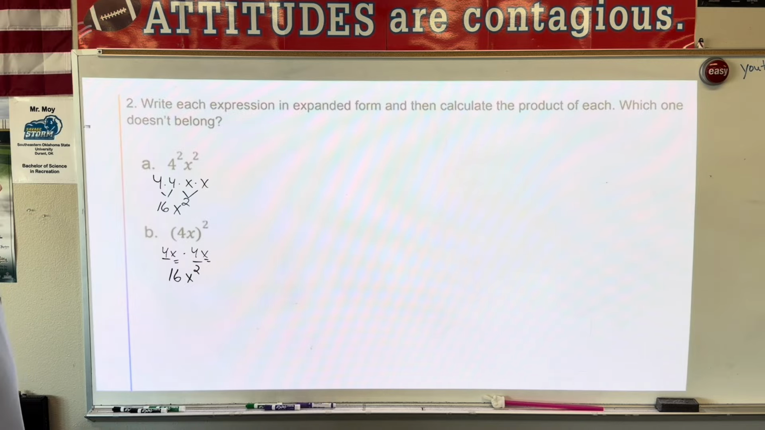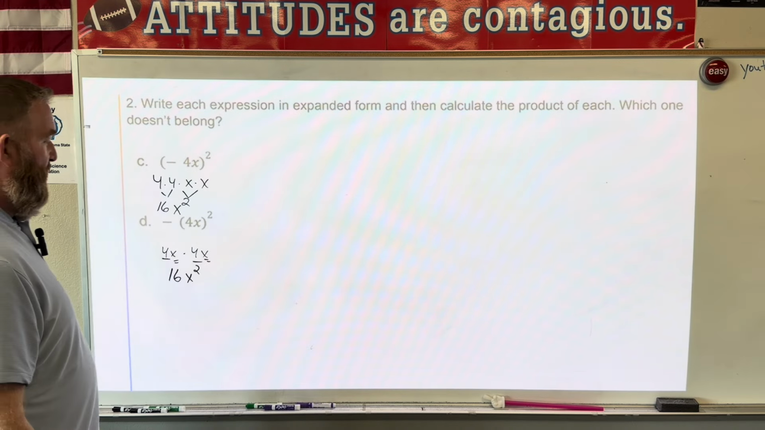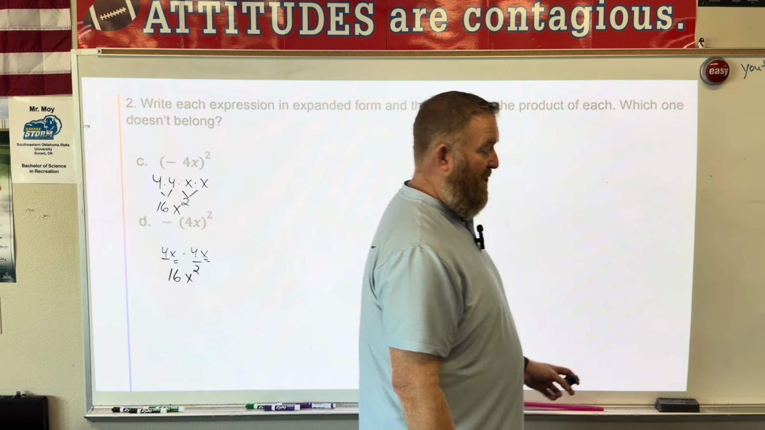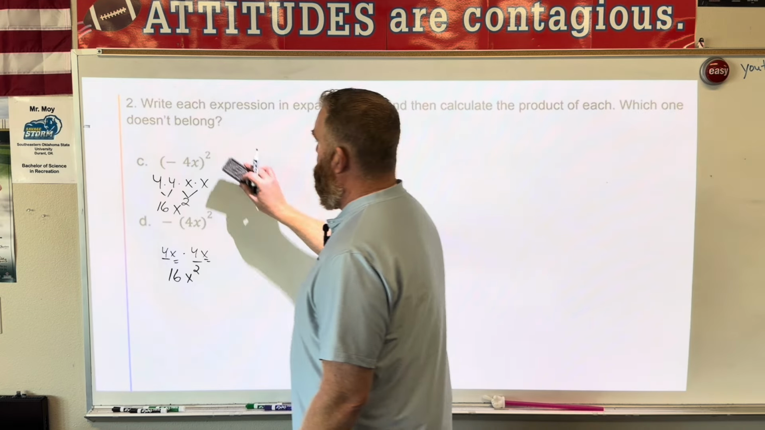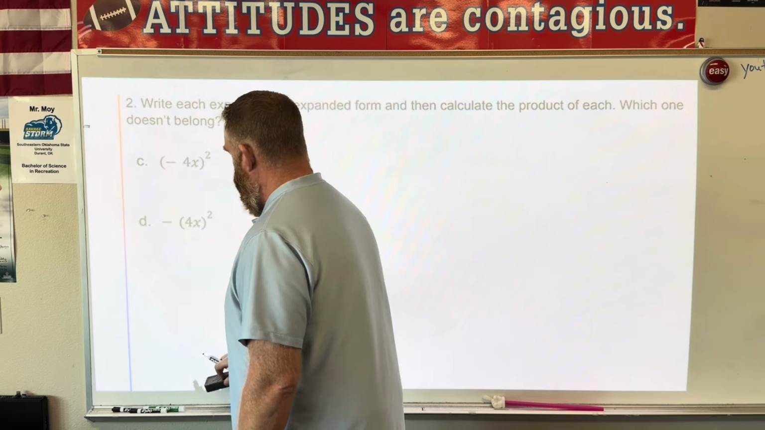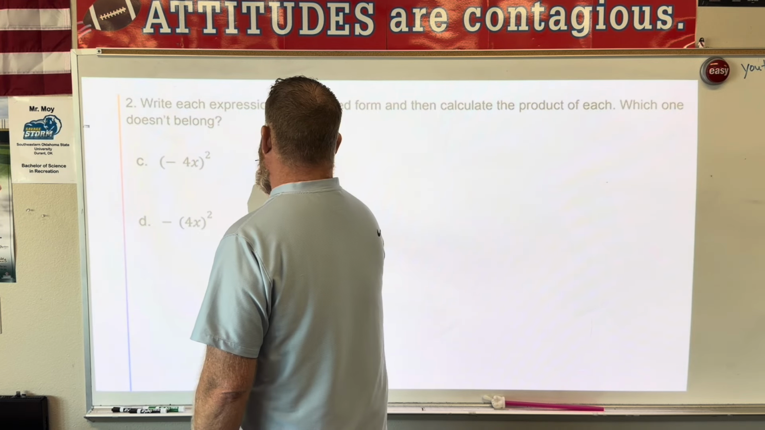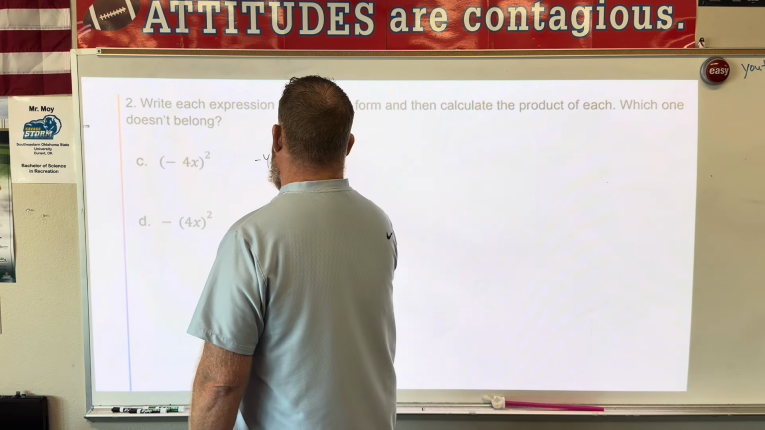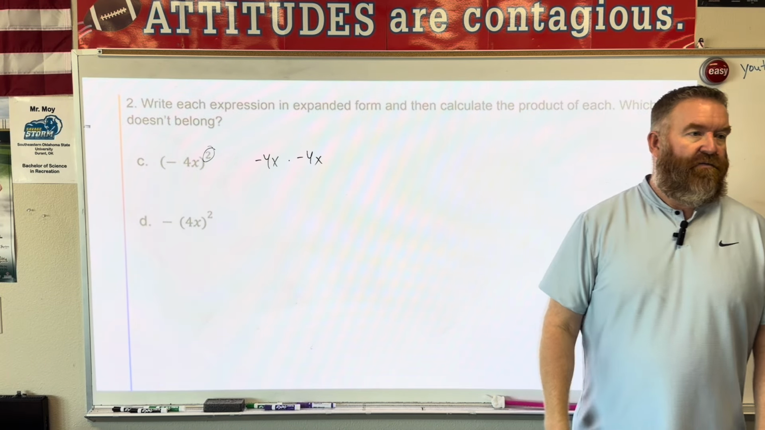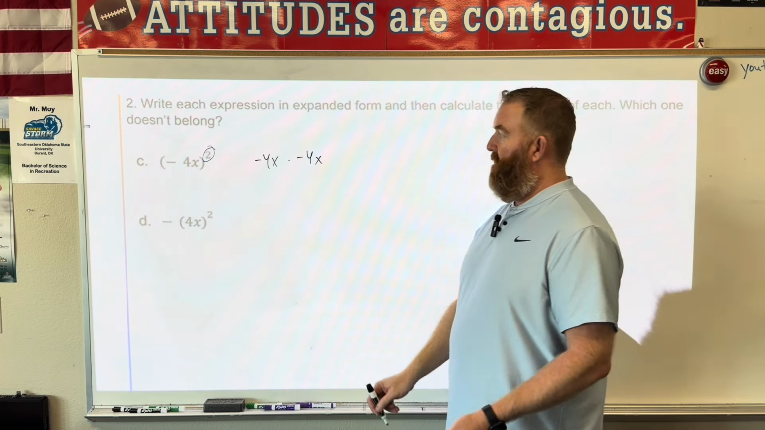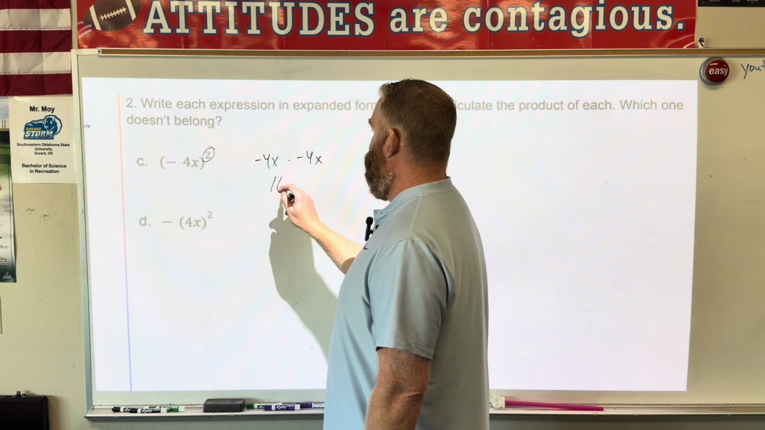All right, so let's do 2 more. Now I'm going to erase these. Negative 4x squared, so now it's going to be negative 4 times negative 4. What's negative 4 times negative 4? Positive 16, so it should look like this. Negative 4x times negative 4x, because we got 2 of them. What's negative 4 and negative 4? Positive 16. 16 what?